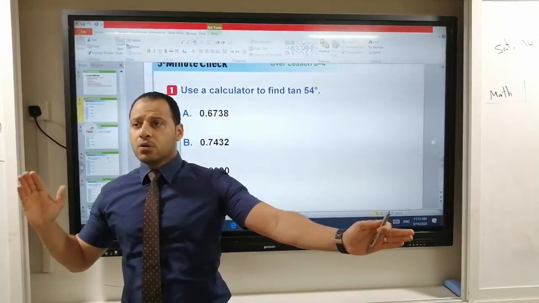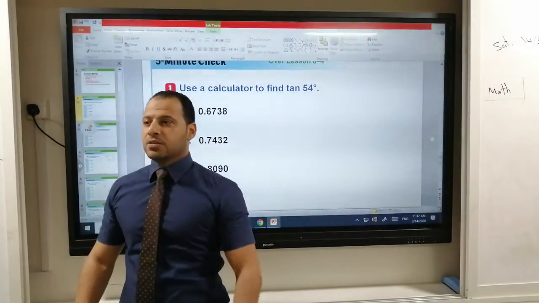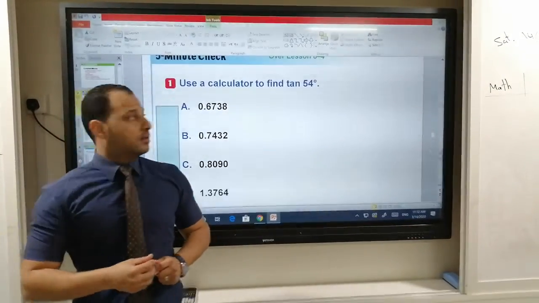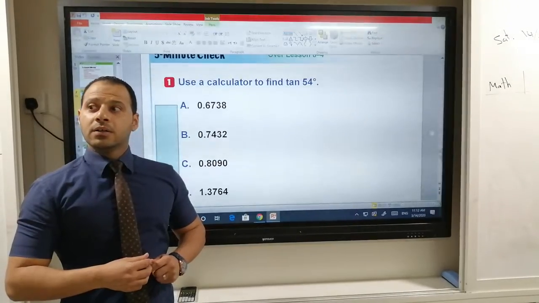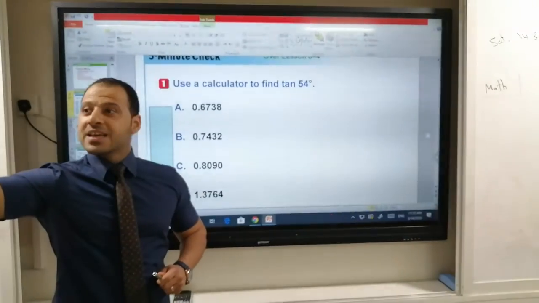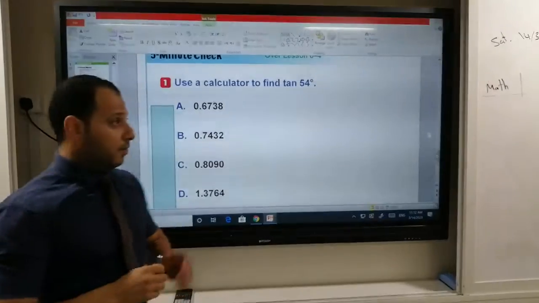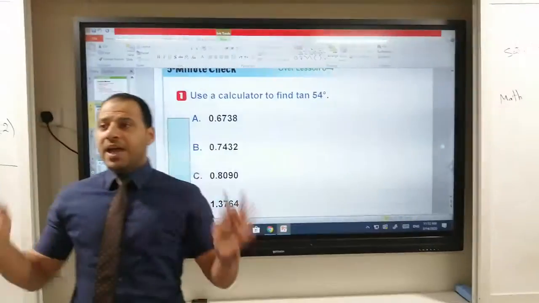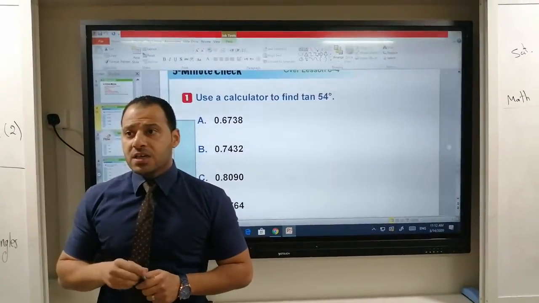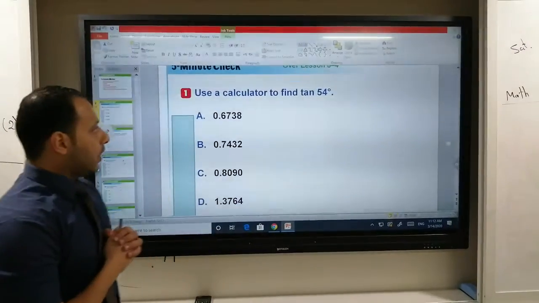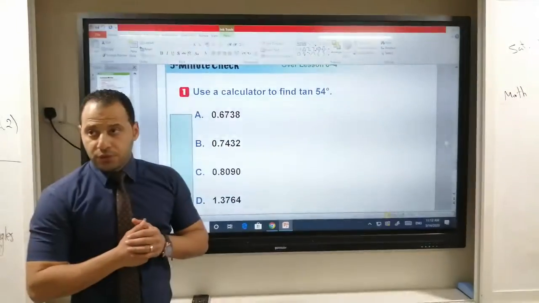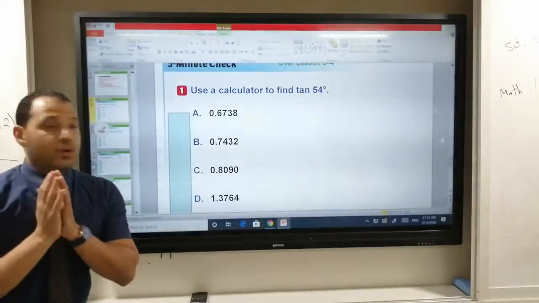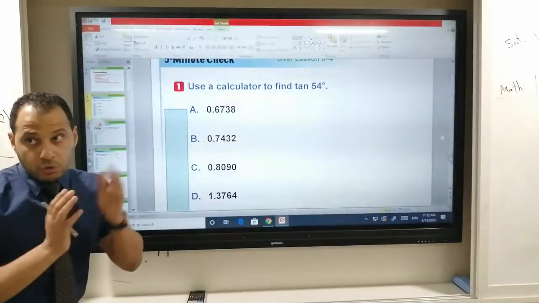Cosine is adjacent over hypotenuse, and tan is opposite over adjacent, or what? Ibrahim? Yes, it's sine over cosine. Excellent, Ibrahim. So to find the tan, sine or cosine from a given triangle, it's very easy, just take the ratios. But here, by using our calculator, how can we find tan 54? We have to find the ratio which is called tan. Tan is a ratio. Don't forget this.